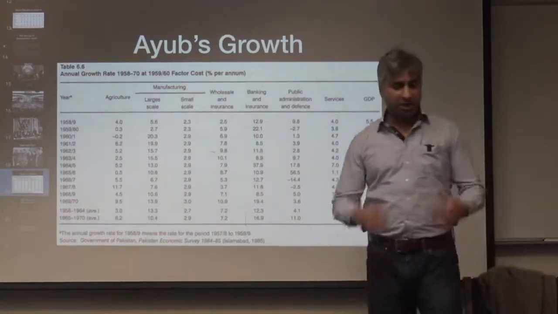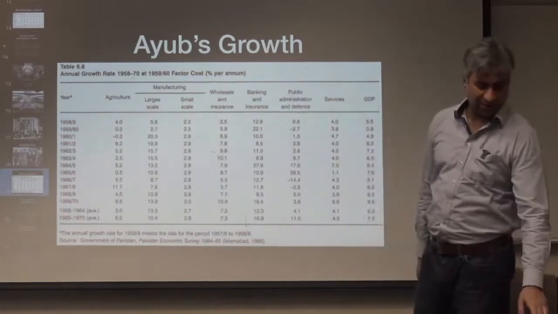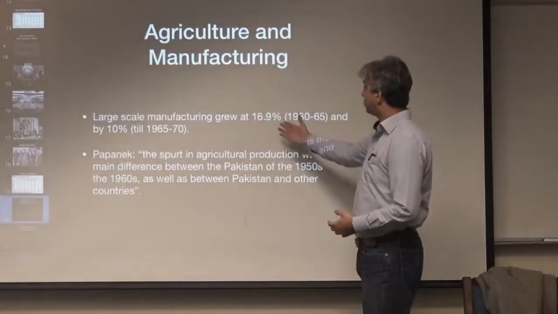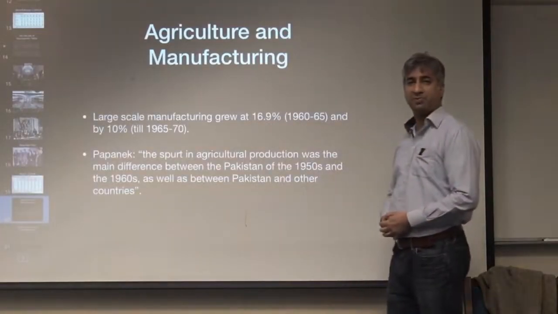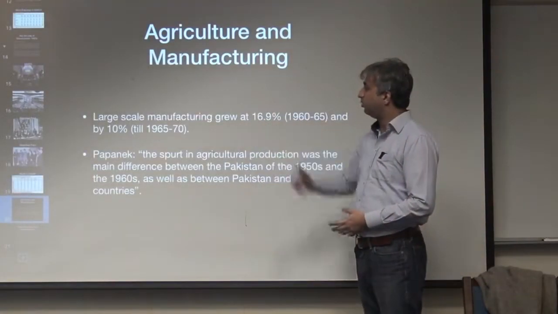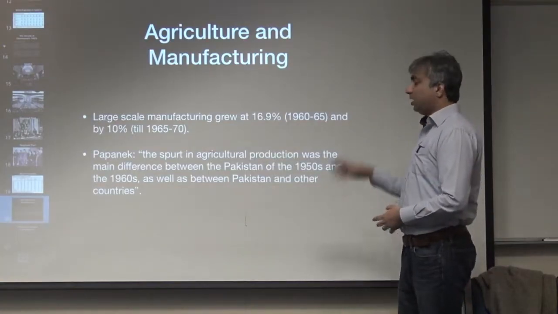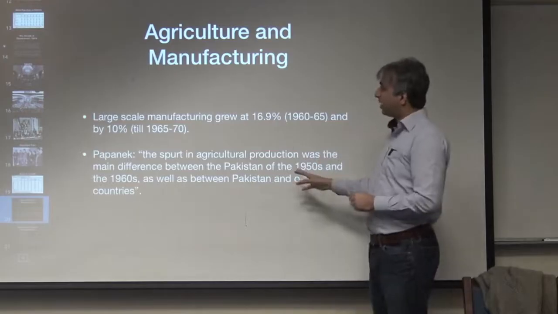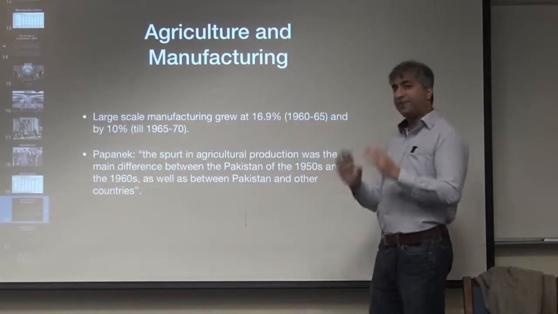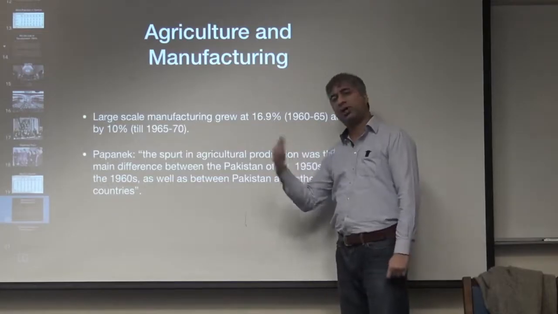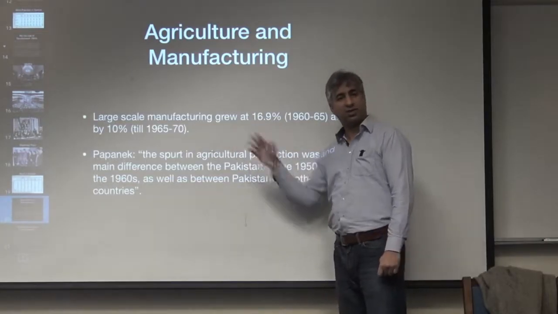Much faster rates of growth, averaging out at 6.5% rate of growth. Large-scale manufacturing is growing at 16.9%, continues to grow in the second Ayub period by as much as 10%. The difference, though, is that, as Papanek puts it, in the 50s, the trend of large-scale industries is continuing. 50s, it's growing at the same pace. 60s is growing at the same pace.